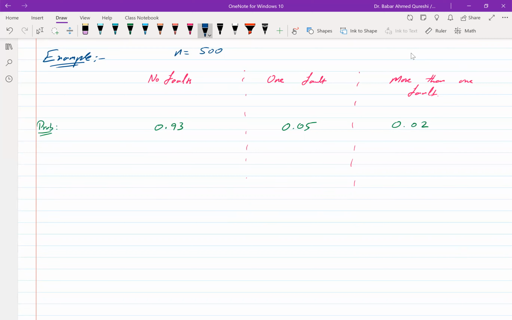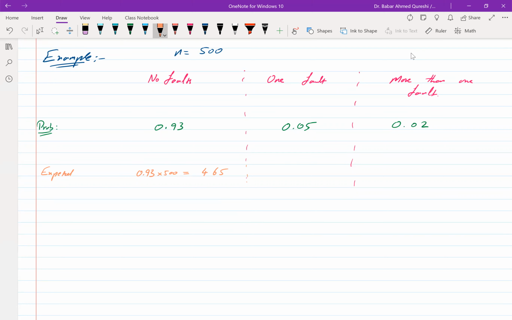So if you are taking a sample of 500 components, your expected values should be 0.93, which is the probability. So how many components should have no fault? 0.93 is the probability, and you are looking at 500 components. So it's just this product.